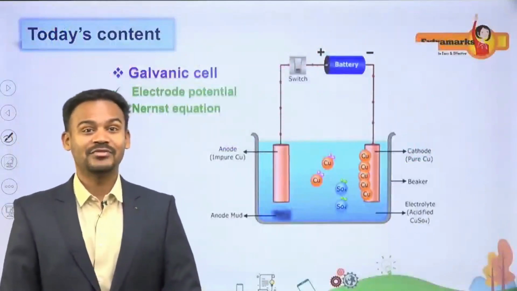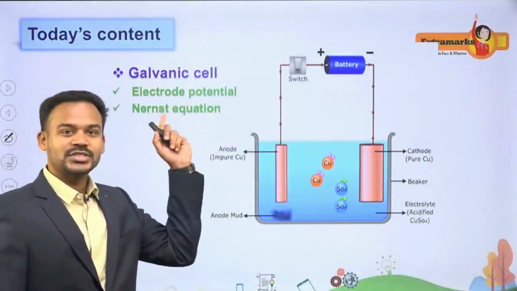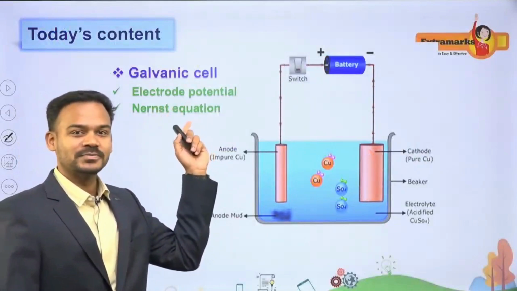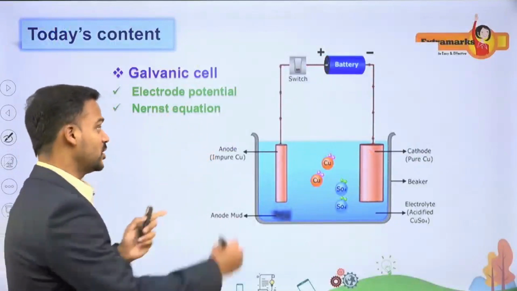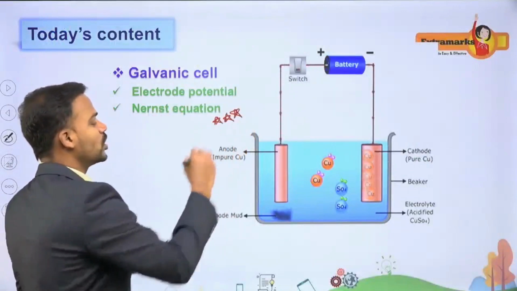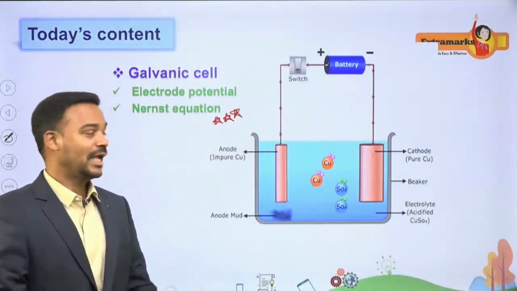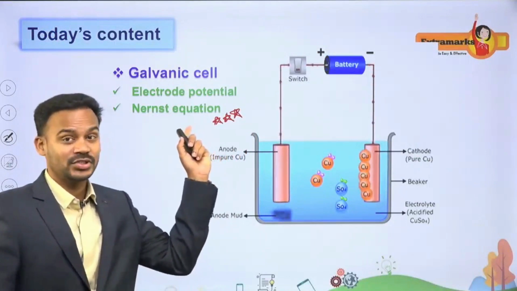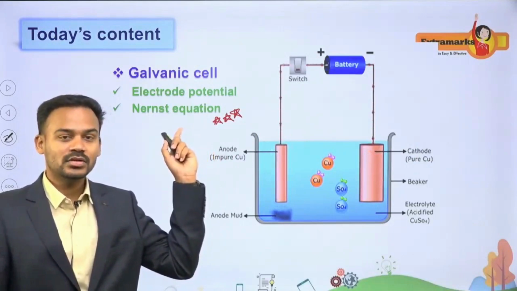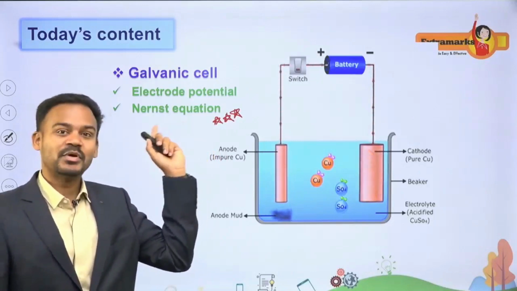So today we are going to learn about galvanic cells, and there we'll be learning about electrode potential and the last important topic, the Nernst equation. This is the most important topic of this entire chapter. If they have to give you any kind of question, whether easy, moderate, or advanced level, it could be asked from the Nernst equation, and it is used to calculate the EMF of a cell, that is the electrode potential, the voltage of a cell.